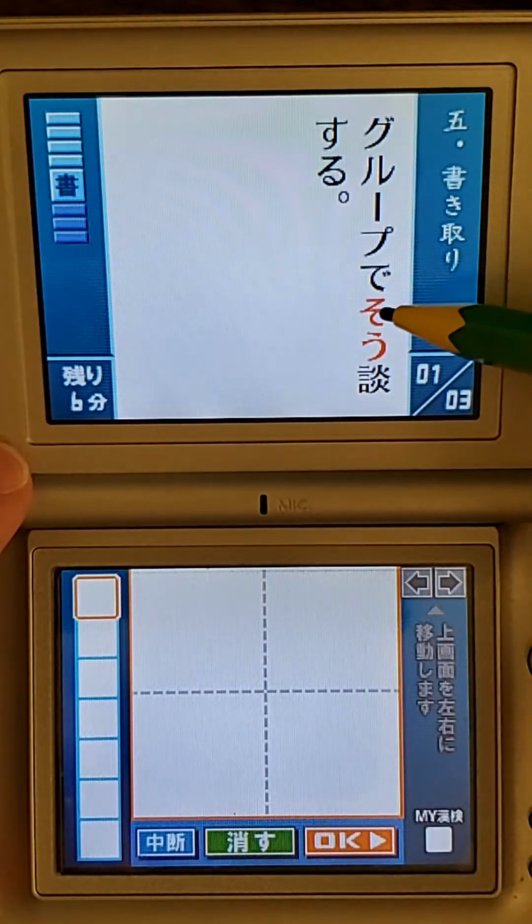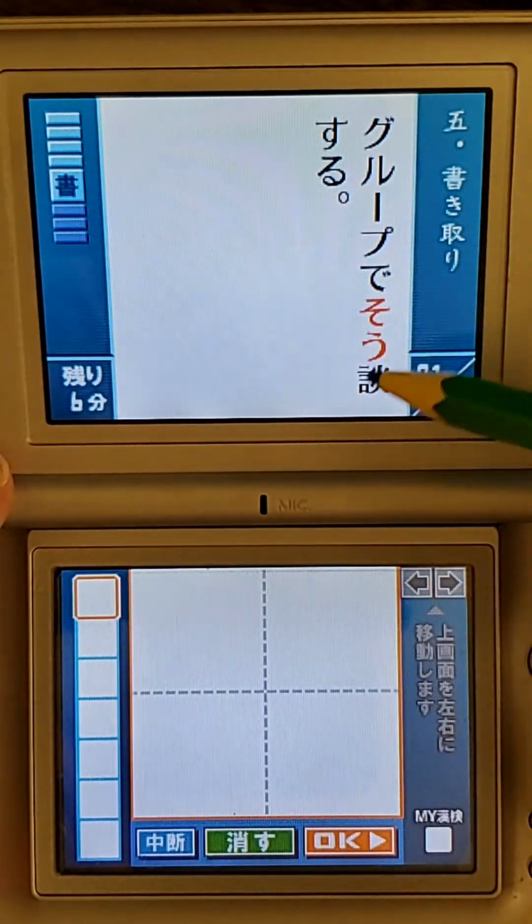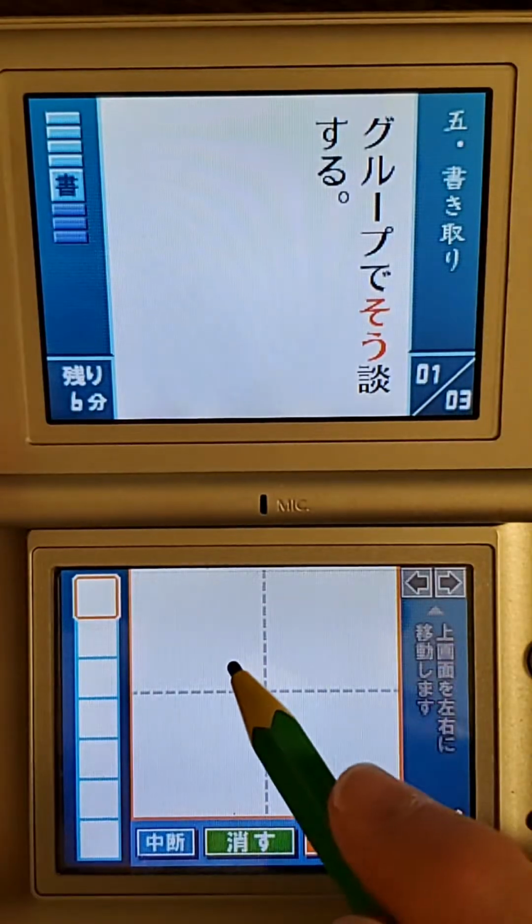グループで相談する. So let's see. In a group, we like ask each other for advice or whatever. 相談.